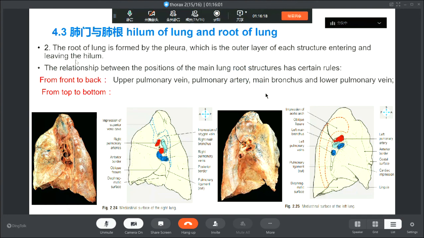The root of the lung is surrounded by pleura, and the structures enter and leave the hilum. The relationship between the positions of the main root structures, from front to back, is the upper pulmonary vein, then the pulmonary artery, and the main bronchus, and the lower pulmonary vein.